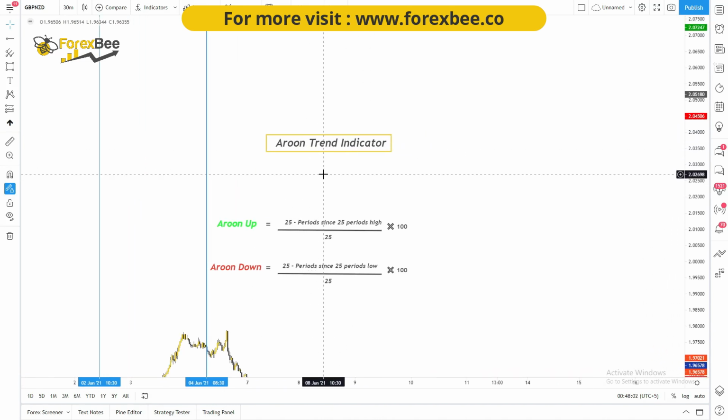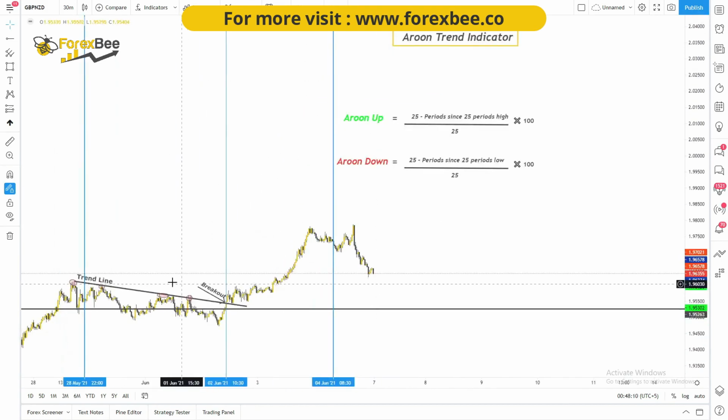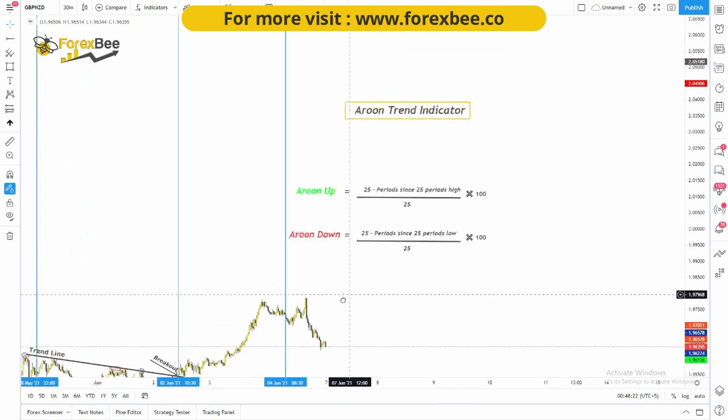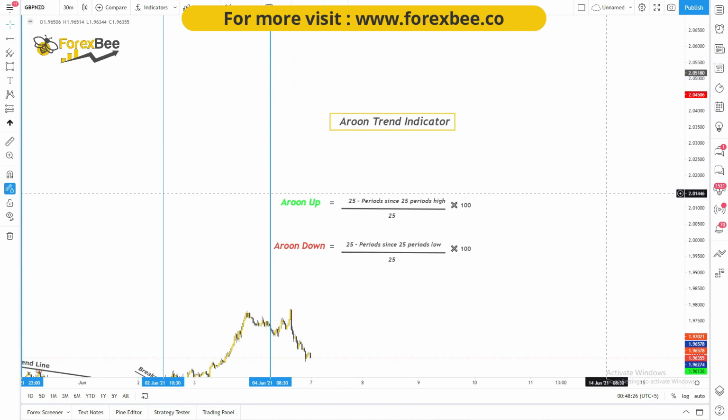Aroon Indicator is used to identify the trend and the strength of the trend. By using the Aroon Indicator, I can tell if the trend is going to remain sideways, or if it's going to break out, or if it's going to reverse or not. All these things can be told after analyzing the Aroon Indicator. So first of all, let's see how it works.